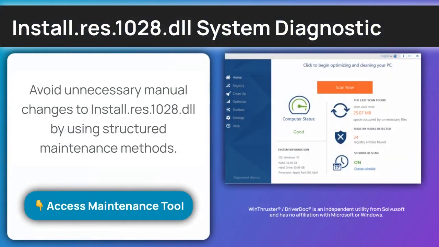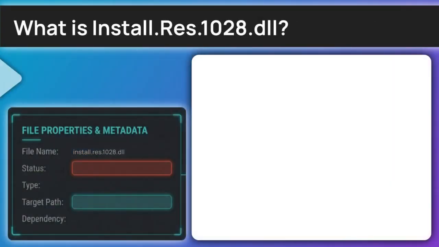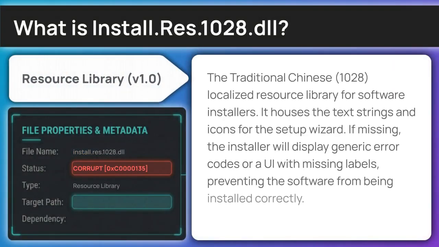This is the Install Resource Library 1028, the traditional Chinese 1028 localized resource library for software installers. It houses the text strings and icons for the setup wizard. If missing, the installer will display generic error codes or a UI with missing labels, preventing the software from being installed correctly. Since we've covered what this file is, let's move to the primary fix.